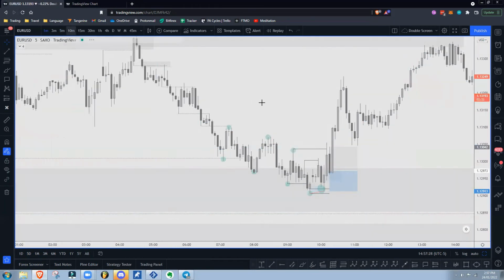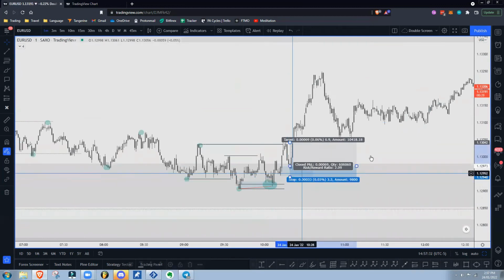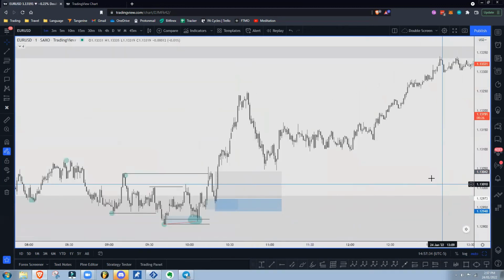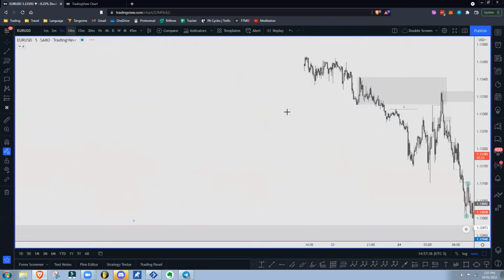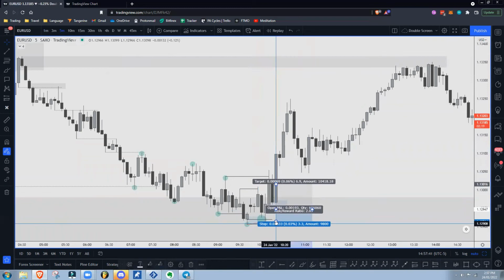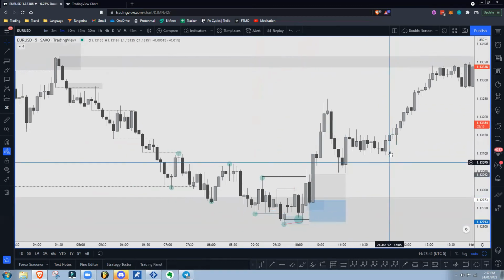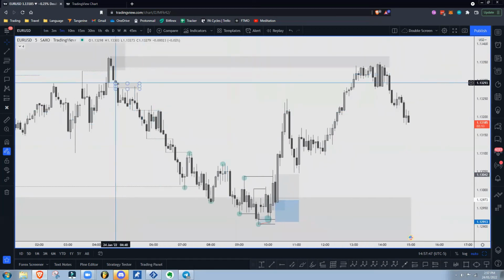I mean, I probably could have just done it like this, right? To be honest, just off of the 1 minute and just have a 3 pip stop. It's just, again, it was happening in real time. And I was just focusing on the 5 minute really, using the 5 minute levels, but just refining it down on the 1 minute. And so I just put my stop right down here. And again, this was the target up here.